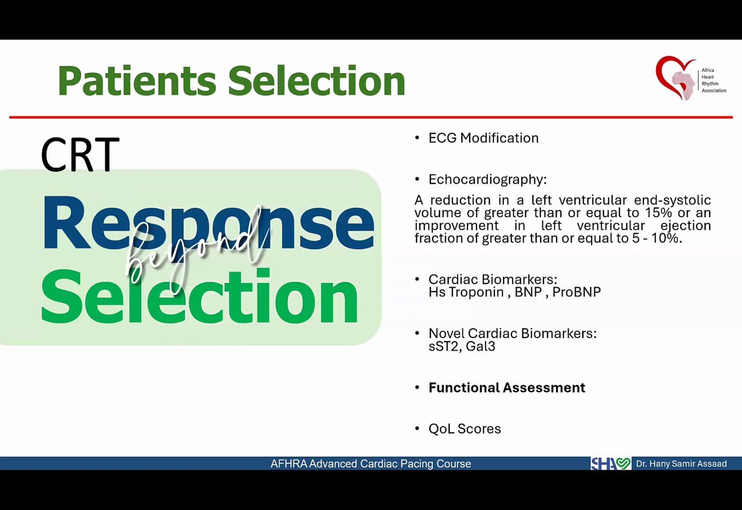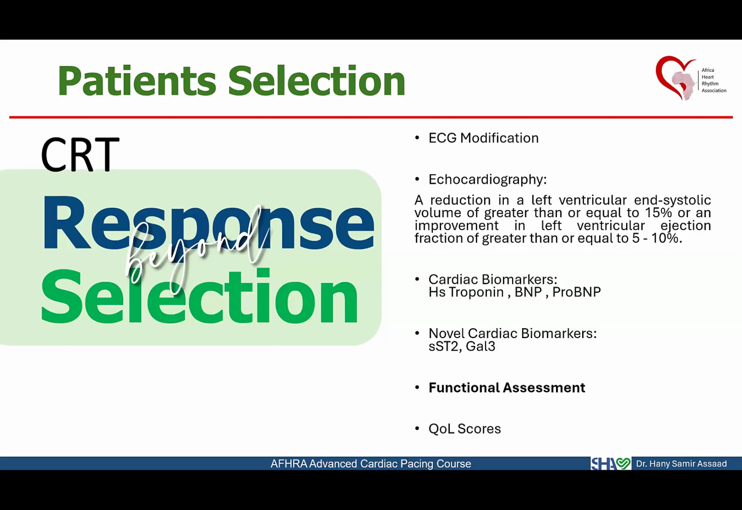My final concept in this presentation is that despite good patient selection, we are always waiting for the response. So, the response beyond the selection. Despite a good selection, we know that about 20 to 30% of patients will not respond well and will need further and more supportive maneuvers in order to improve their outcome. And we will have a dedicated session for that.